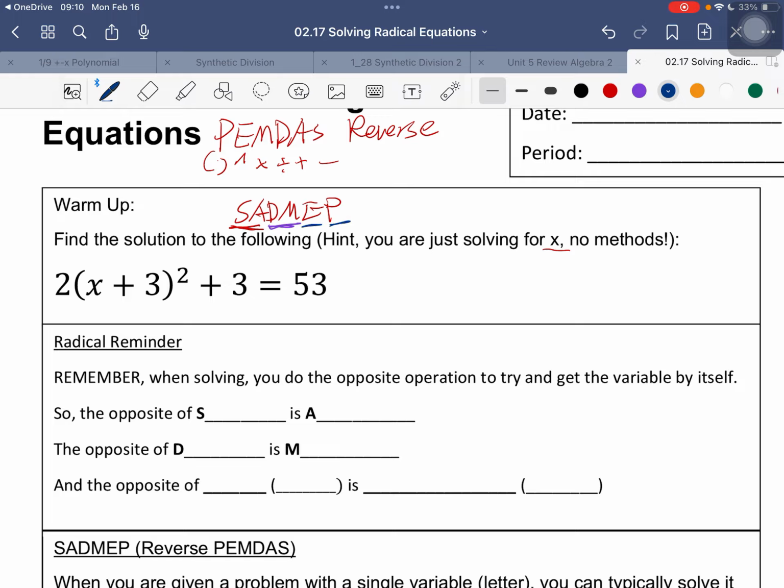Let's see, in the question, I have addition first, which is our backyard. So we remove the backyard by subtracting 3 on both sides. On the left side, positive 3, negative 3 cancel out. On the right side, it becomes 50. And we bring down what's left over. As we did before, I want you guys to have the big line. 2(x plus 3) squared equals 50.